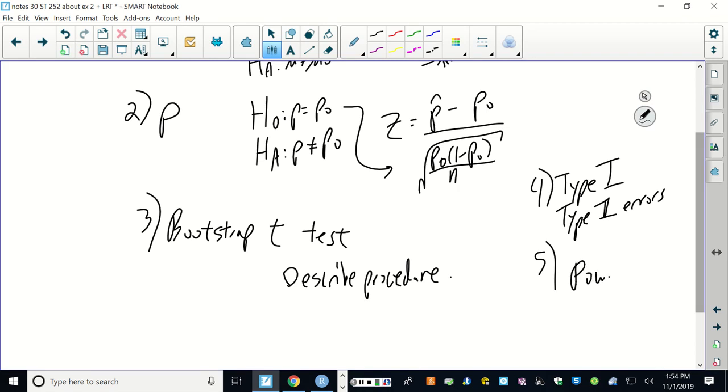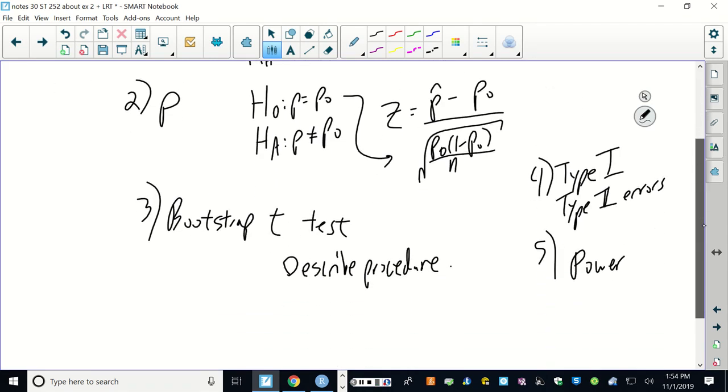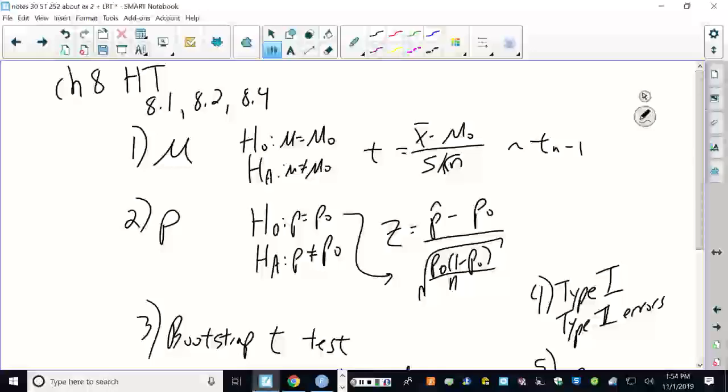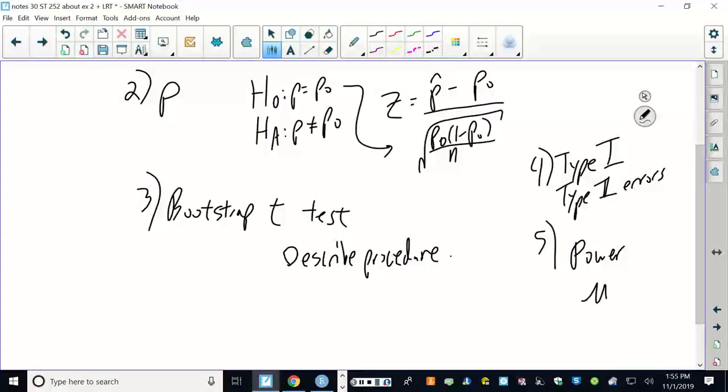And finally, this power calculation. We could do something like that, and we'll do it about a mean. You could use the normal for that, but some of the power concepts are, for example, if you have a larger sample size, why do you get more power?